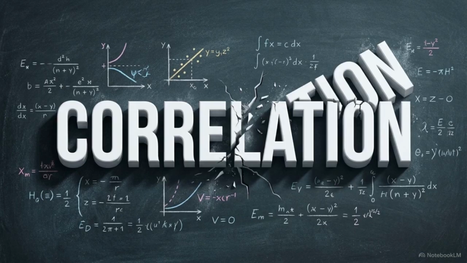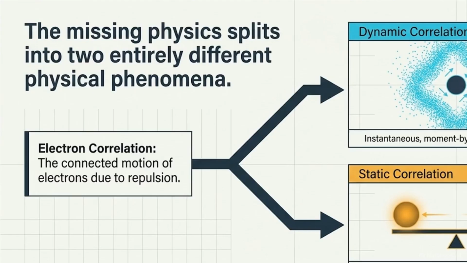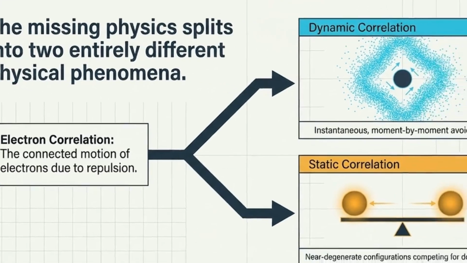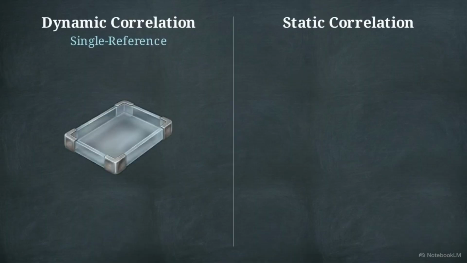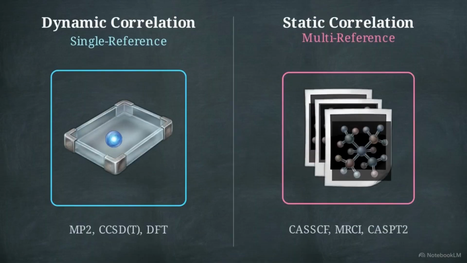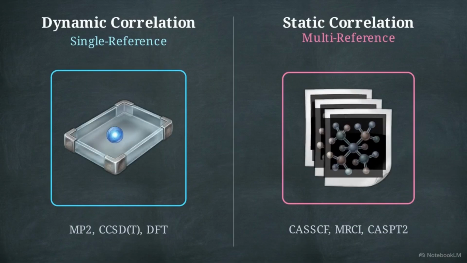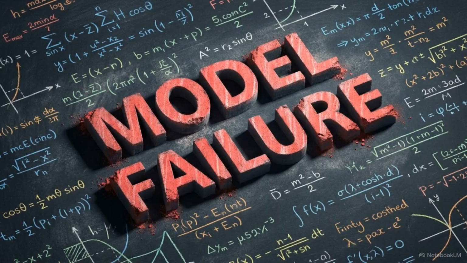The challenge is that electron correlation is not a single monolithic variable that can be fixed with one simple equation. This chart illustrates that the missing physics splits into two entirely different physical phenomena. The path divides into dynamic correlation in blue and static correlation in yellow. Because these two phenomena differ in their quantum origins, they require completely different computational methods to solve. Treating correlation as one generic problem produces physically invalid results.